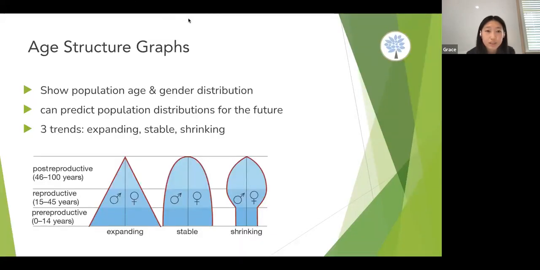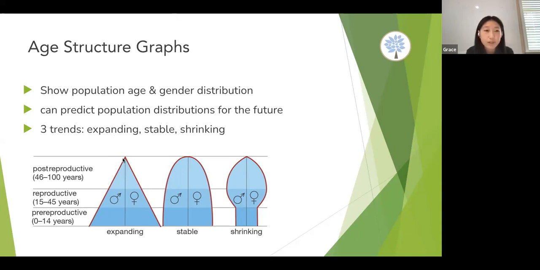Now we're going to move on to age structures. Basically, these are typically related to humans. We often look at them in different countries, like developing countries versus developed countries. And these are going to show population, age, and gender distribution. So these structure graphs can be used to predict population distributions for the future. And there's three main trends that are expanding, stable, and shrinking.